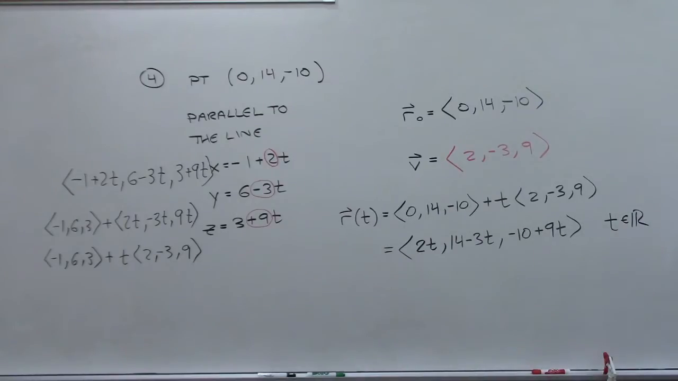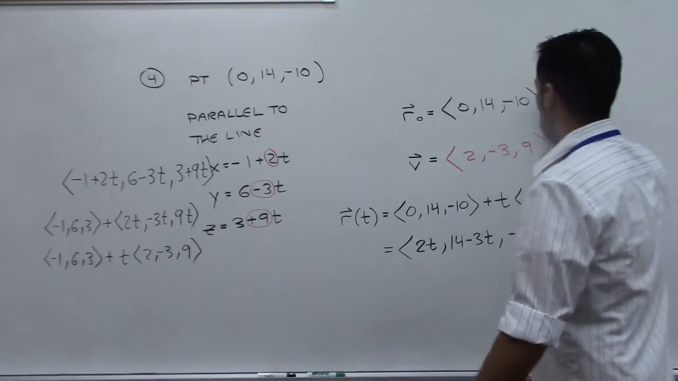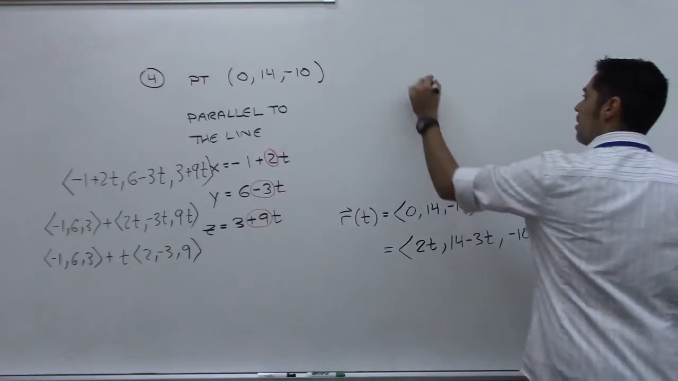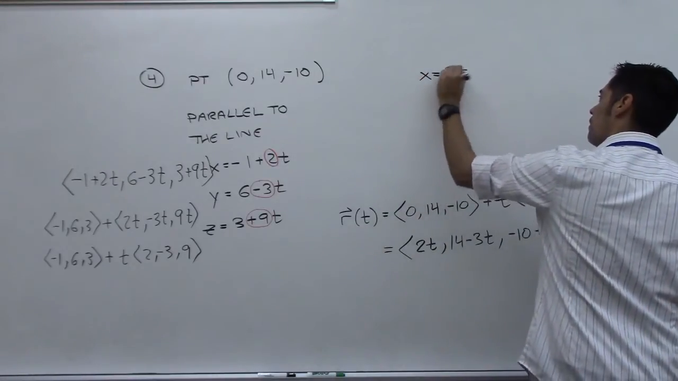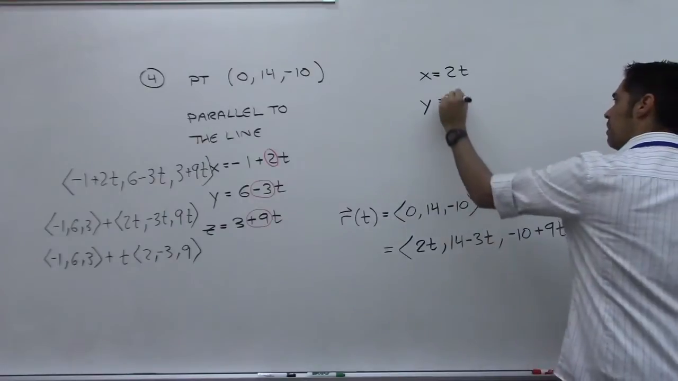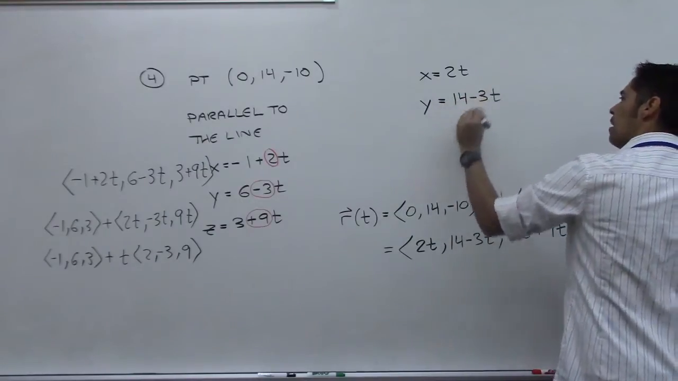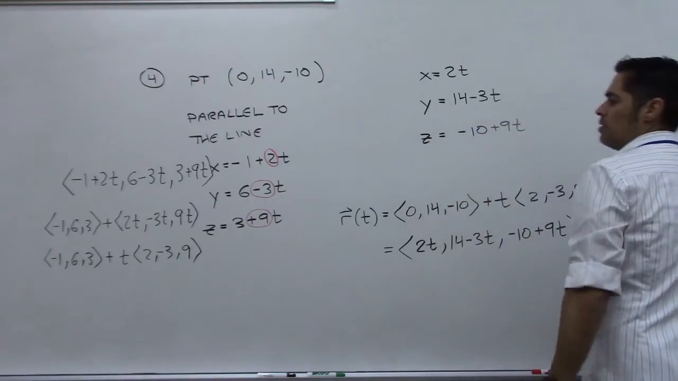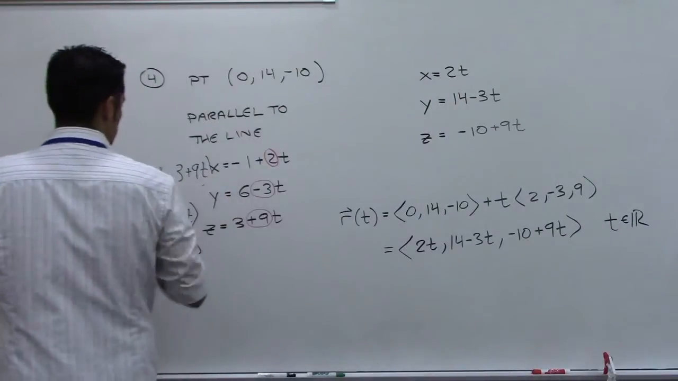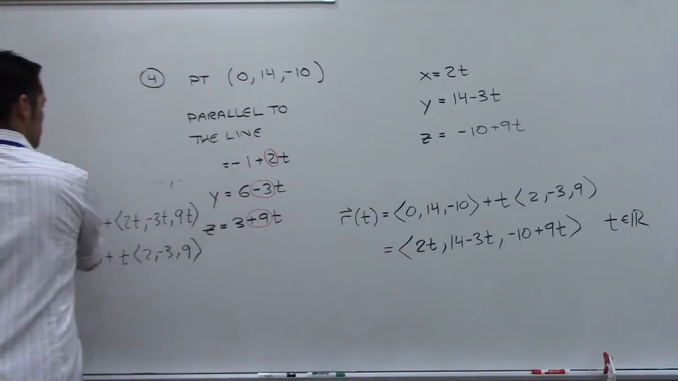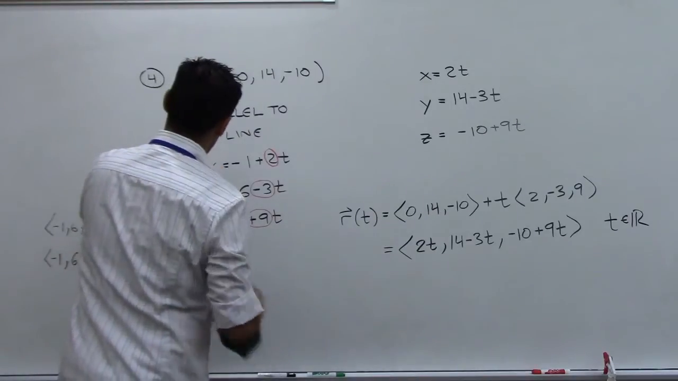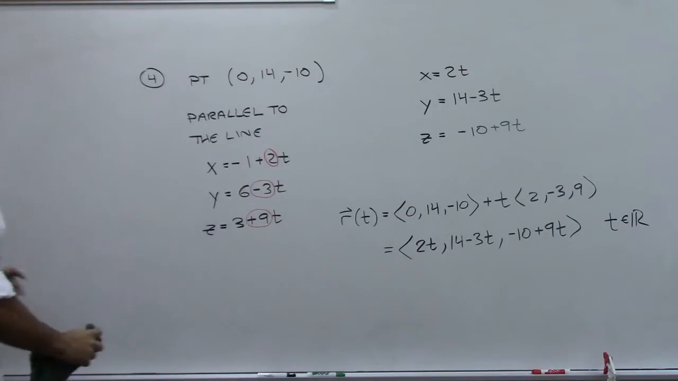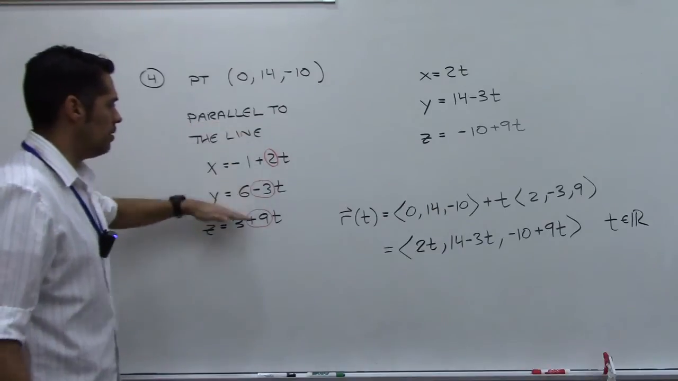All right, now the parametric equations of this line are going to be just the x, y, and z components respectively. So the parametric equations are x is 2t, y is 14 minus 3t, and z is negative 10 plus 9t. So if we come back and compare it over here to this, this was the line that we had to be parallel to.